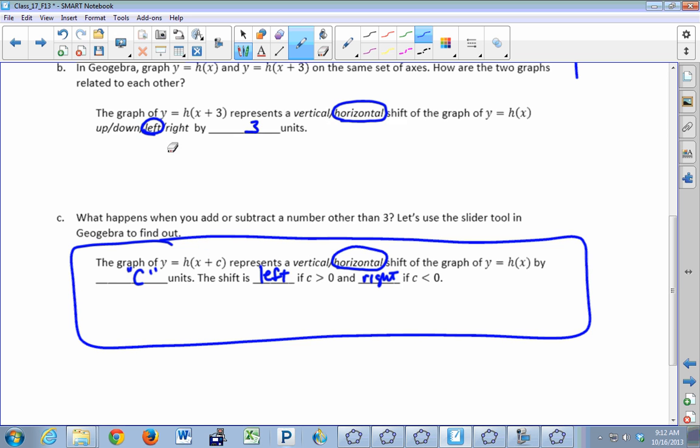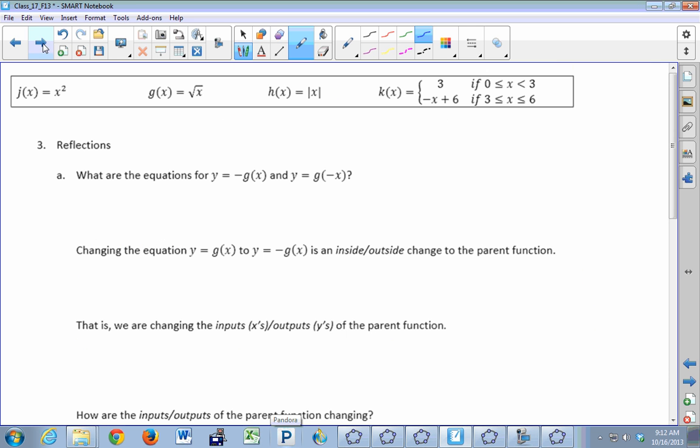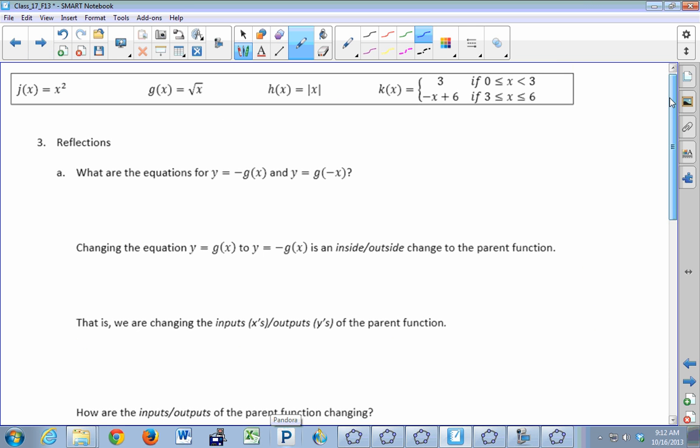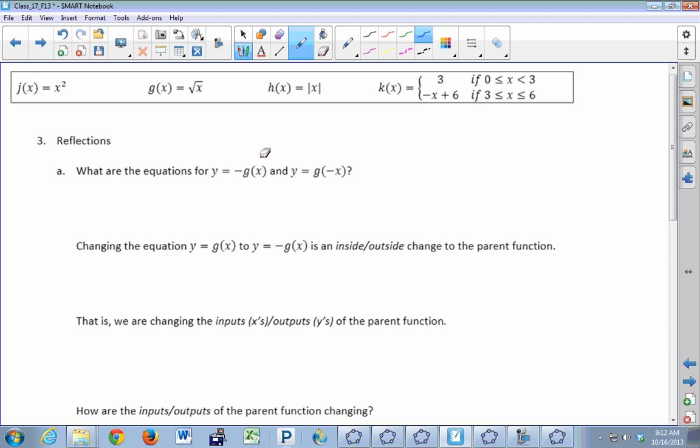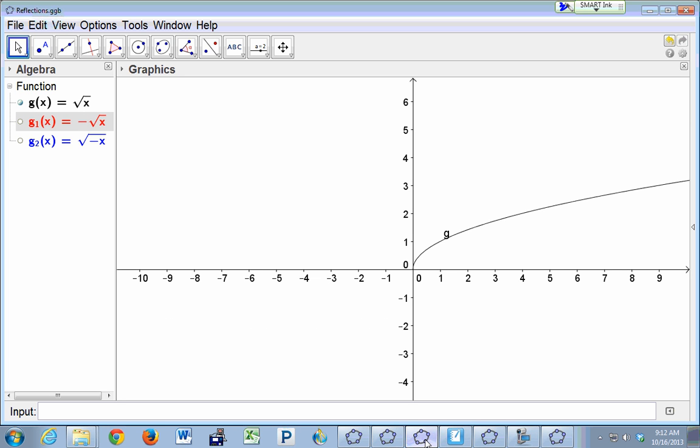All right, we've got a couple more to do. We've got reflections, and reflections are mirror reflections. We can have a reflection over 2 axes: your x-axis or your y-axis. So what function are we playing around with now? Function g is the square root function. Let's take a look at what the square root function looks like. So here's your square root function.